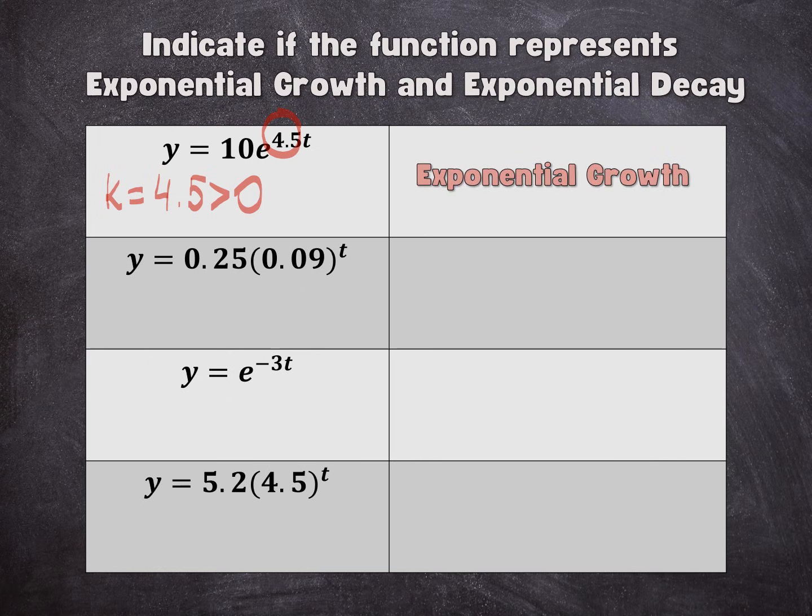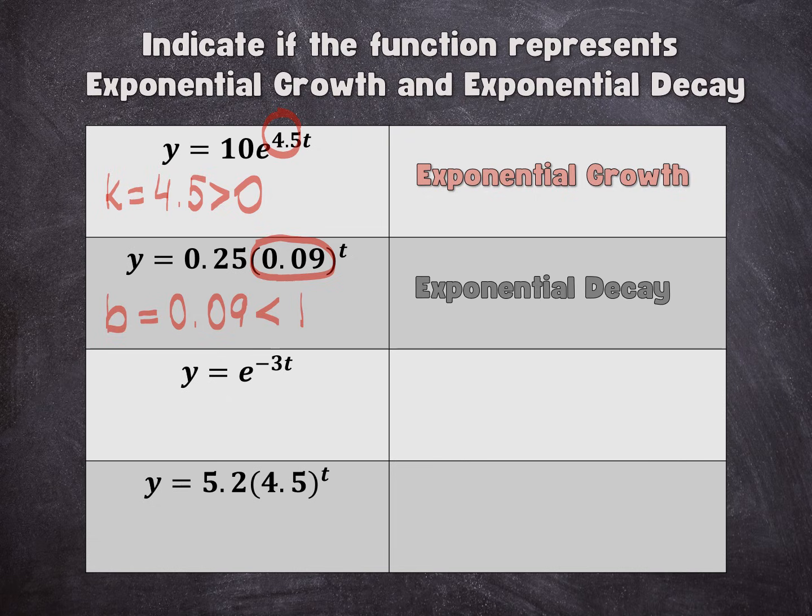The second example, it is the first form of exponential function. So we focus on base b. Base b equals 0.09. It is less than 1. So it is an exponential decay function.